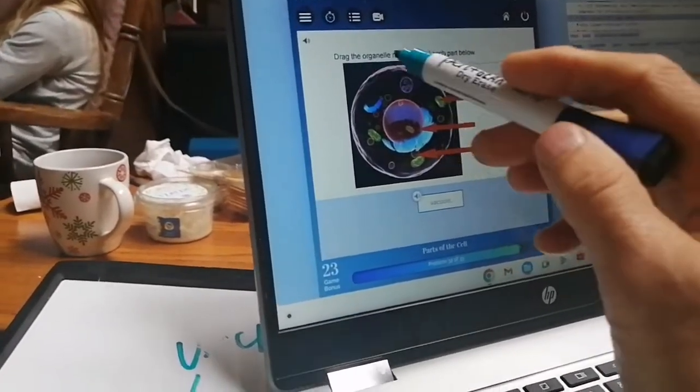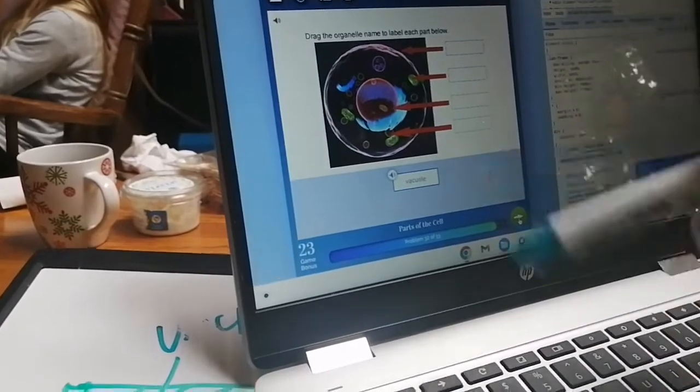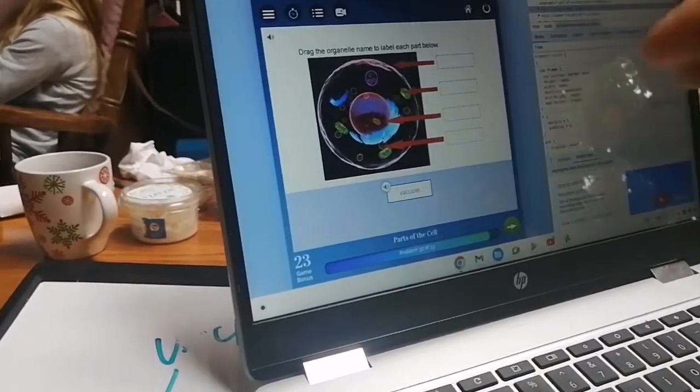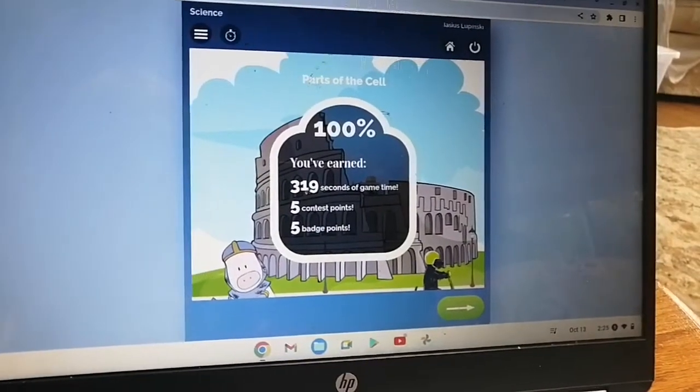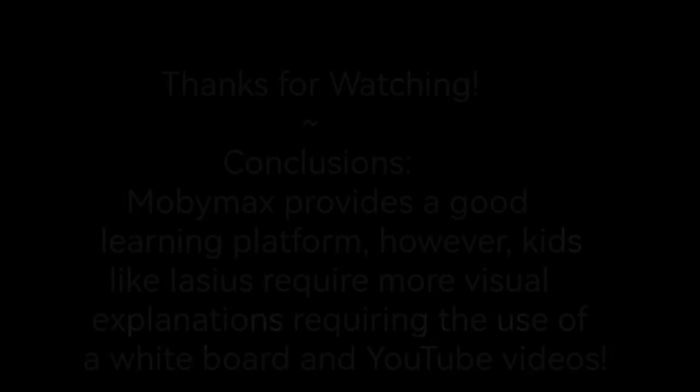So they're saying drag the organelle name into the label. So what do we got? Just vacuole. So which one of these is the vacuole? Right, so Iasius earned 100%.